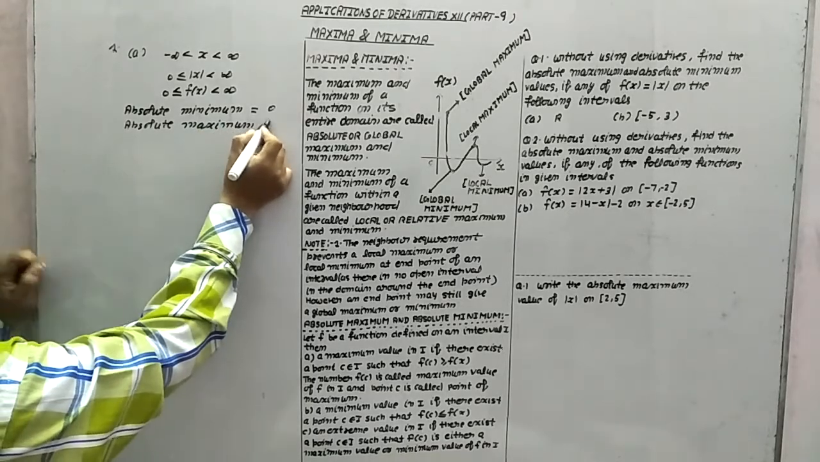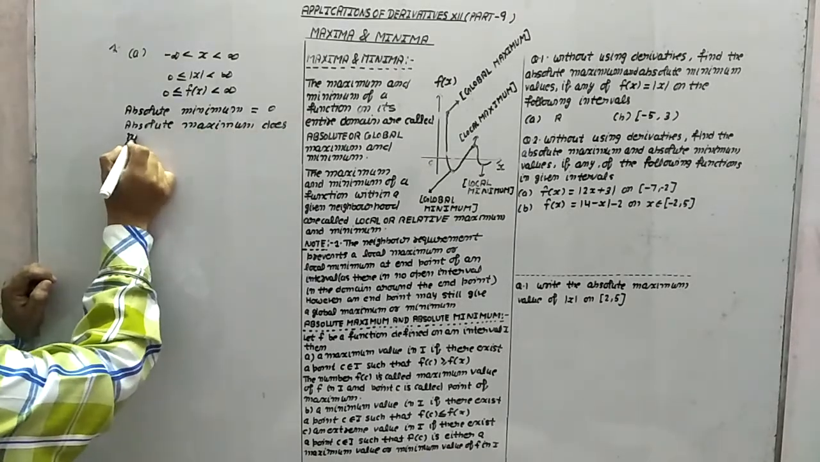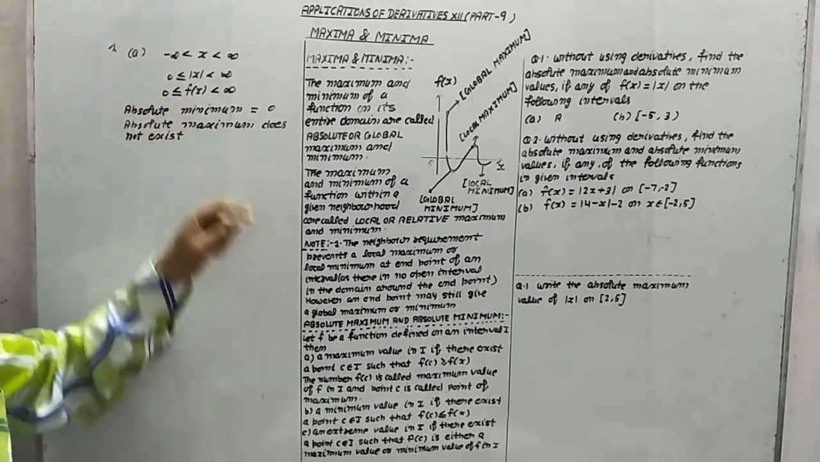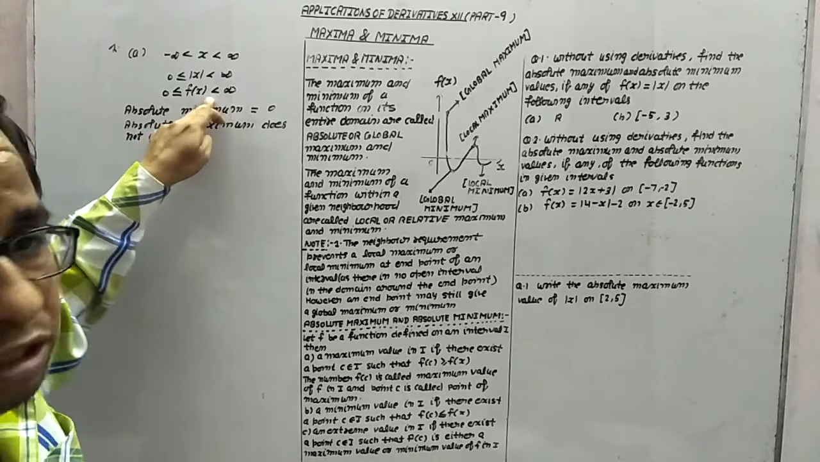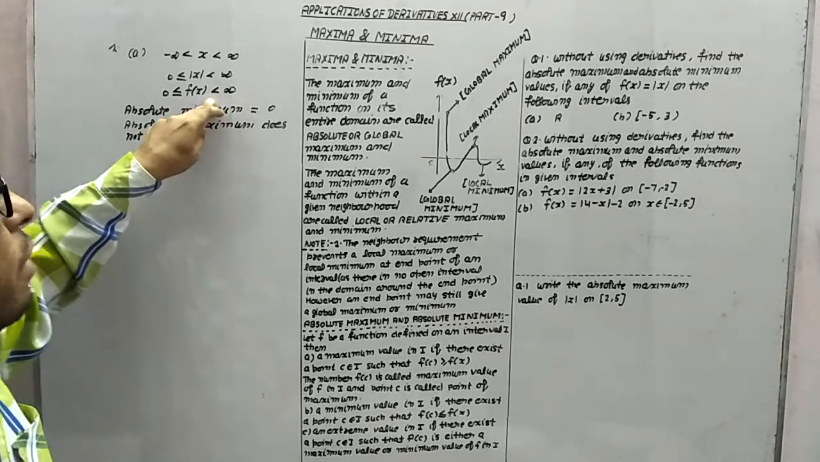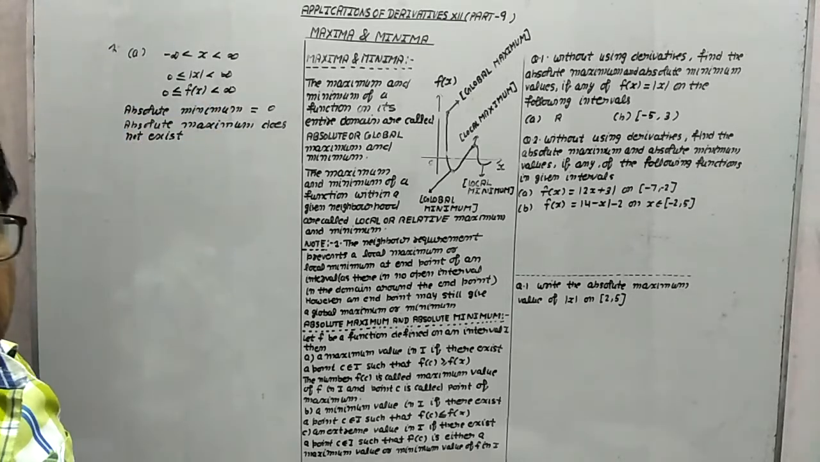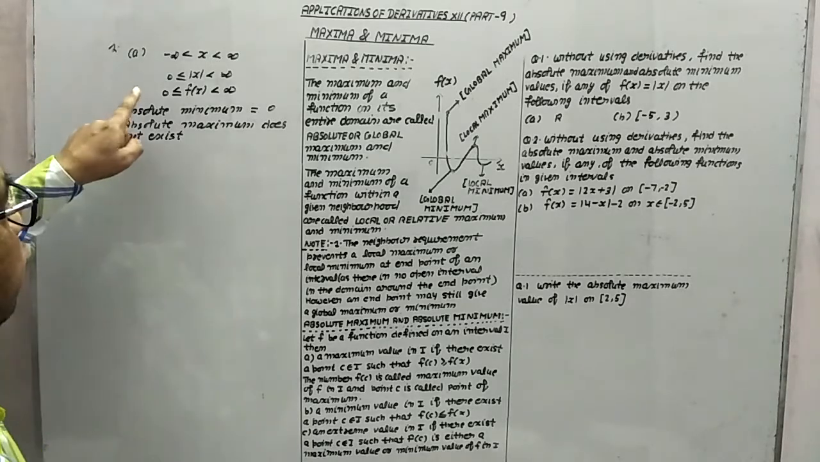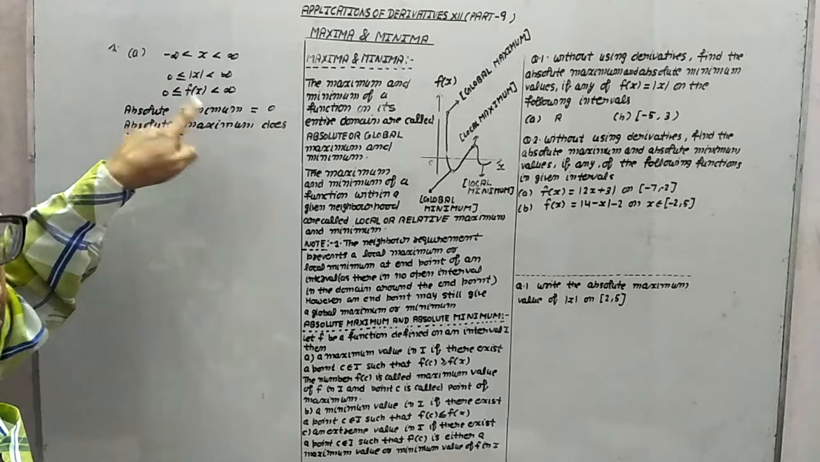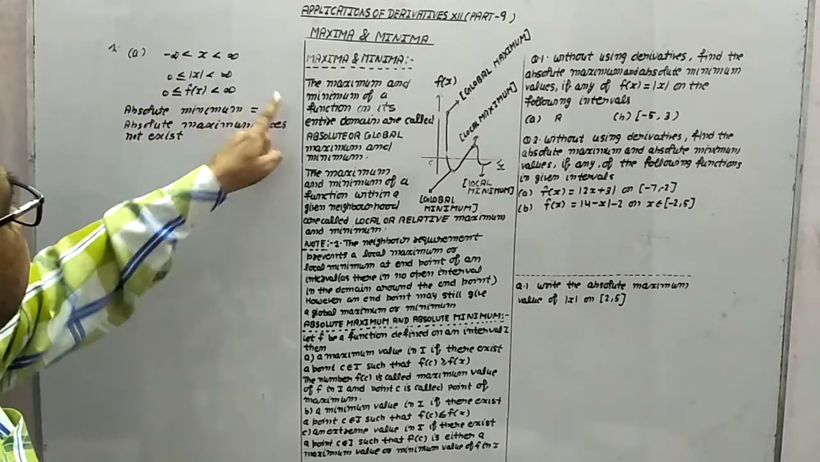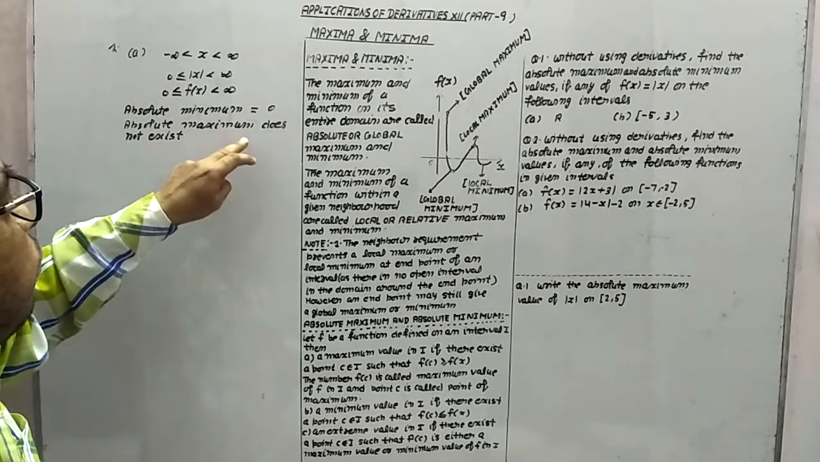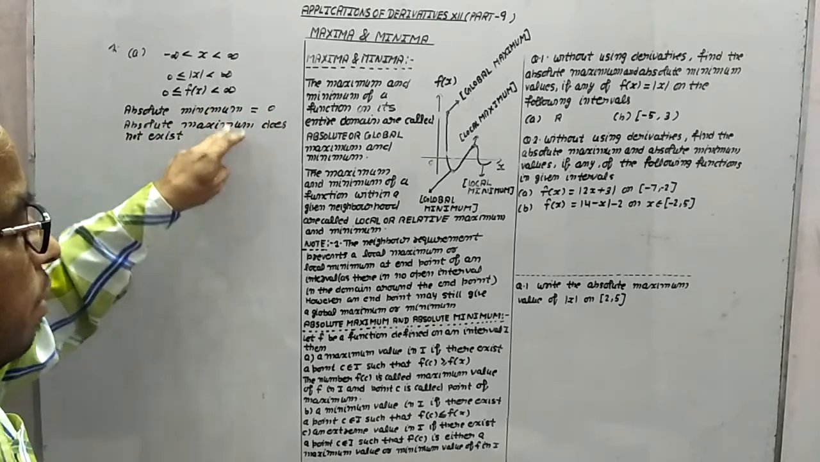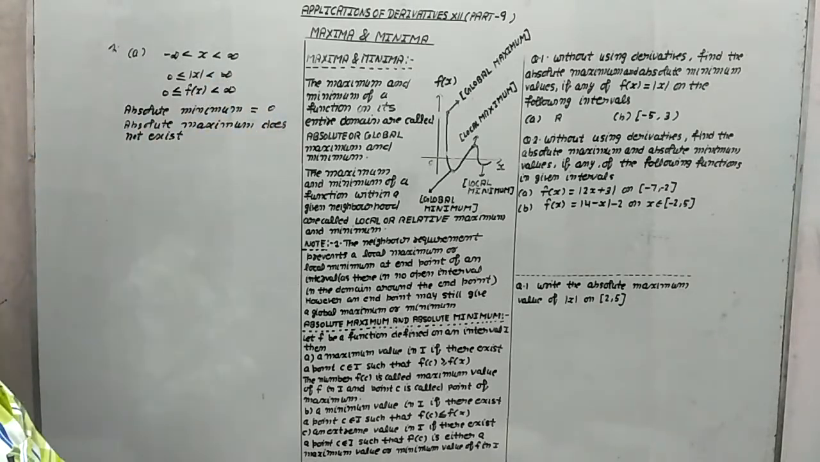Absolute maximum does not exist. Look at this thing. If we have the situation like that, it is not the sign of equality, then either absolute maximum or absolute minimum does not exist. So here f(c) is less than and equal to f(x), that's why absolute maximum is 0, and here absolute minimum is 0 and absolute maximum does not exist.